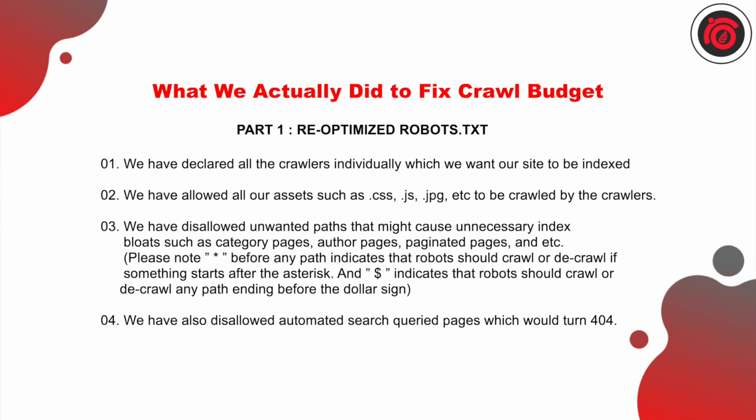Basically what we have done is that we have declared all the crawlers separately: Googlebot, Bingbot, Ahrefsbot, Screaming Frog bot, Yandex bot, whatever types of search engine bots are there. We have separately declared them as separate user agents. We have allowed all the CSS, .js, .jpg assets separately using the star and dollar operators. The star and dollar operators are basically called wildcards.